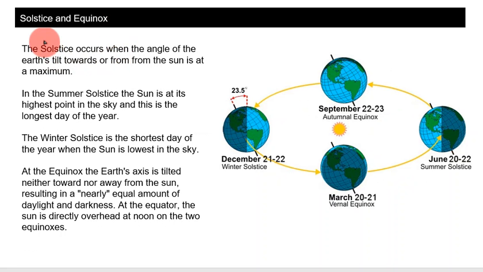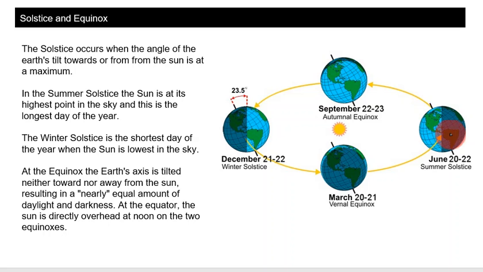So then we have these ideas of the solstice and the equinox. The solstice occurs when the angle of the Earth tilts towards or away from the Sun at its maximum. For example, if we take these two points here, during the summertime, around June 20th to June 22nd, this is where the northern hemisphere is tilted most towards the Sun, and the southern hemisphere is tilted most away from the Sun. So around the month of June, the 20th and the 22nd, that's what's known as the summer solstice.